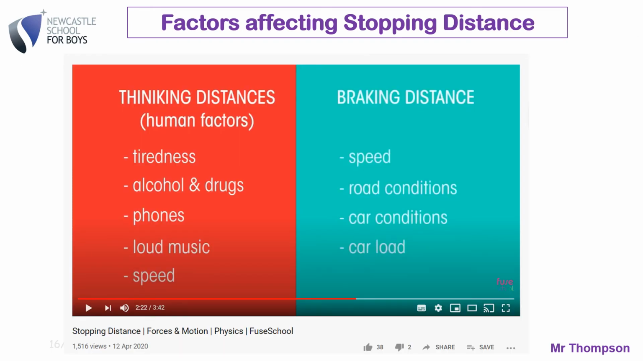Okay, if you want to make a little table in your book, the thinking distance is the human factors. So if you're asked that in an exam, you could put tiredness, alcohol and drugs, phones, loud music, and also the speed, which is not really a human factor, but all those things will affect the thinking distance. If you're tired or under the influence or distracted, your thinking distance will be longer because your reaction time is longer. Remember, the distance is in meters, the time is in seconds.